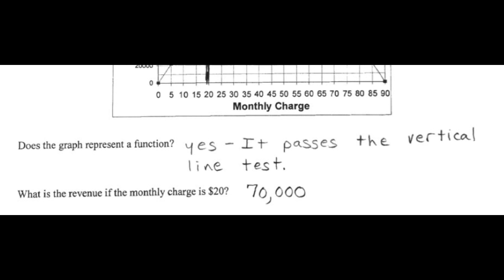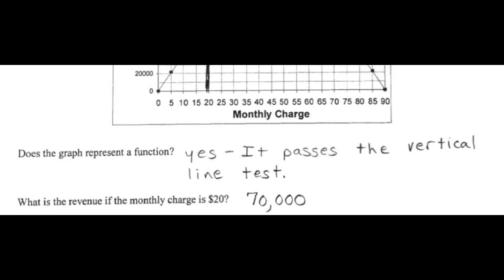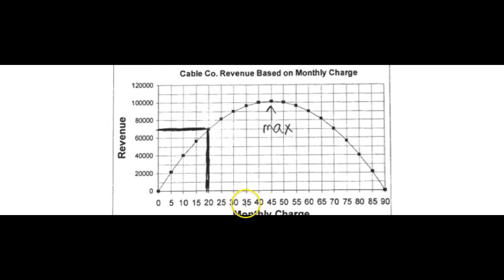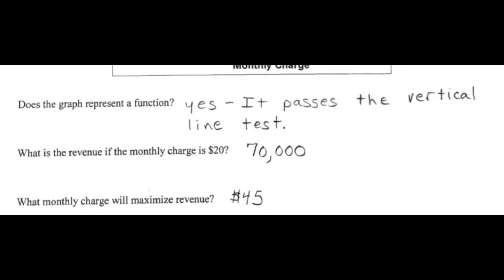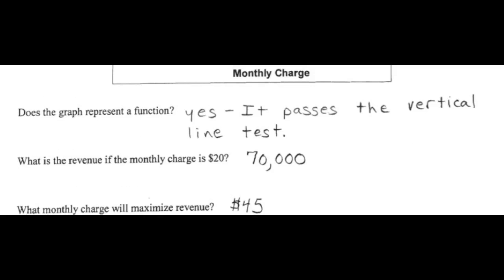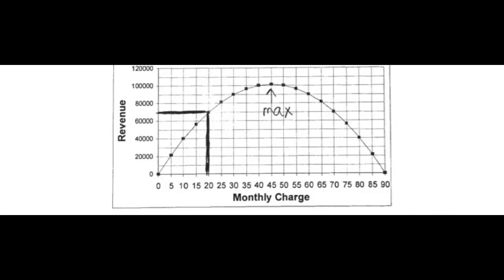It is a function. What is the revenue if the monthly charge is $20? So our monthly charge is on the horizontal axis, what we usually call the x-axis. $20, go up to the graph, and then go to the side and read the revenue. The revenue is halfway between $60,000 and $80,000, so our revenue must be $70,000. What monthly charge will maximize revenue? So think about where the graph has the highest possible revenue. The maximum is here. What is that value? $100,000. That's the maximum revenue.